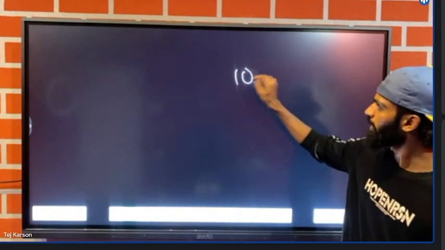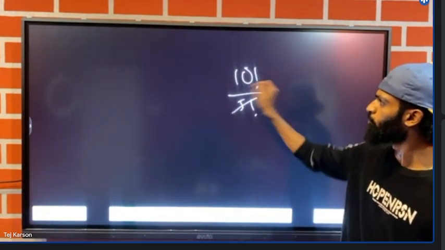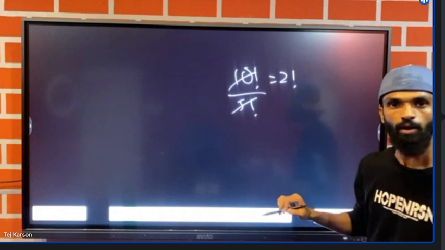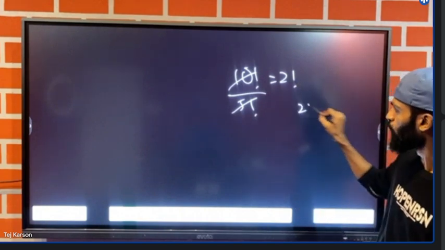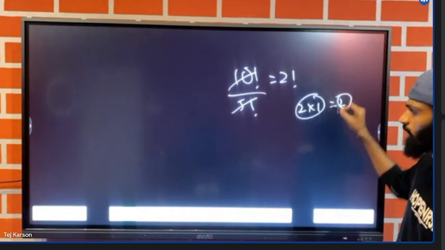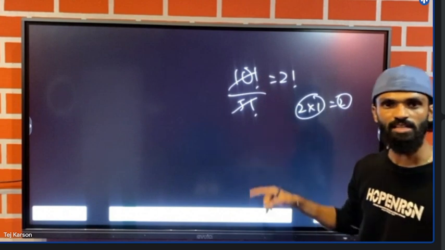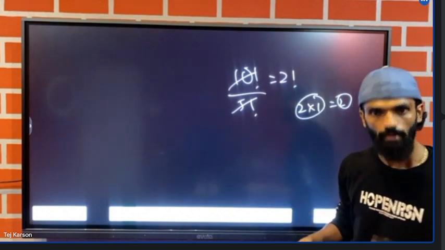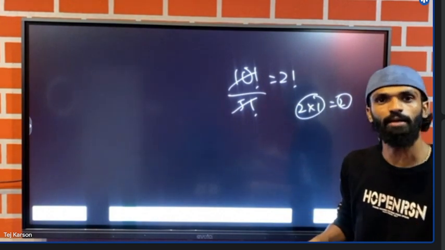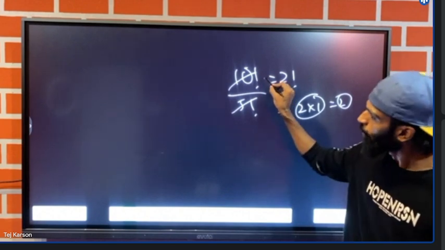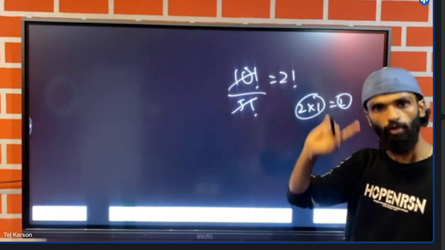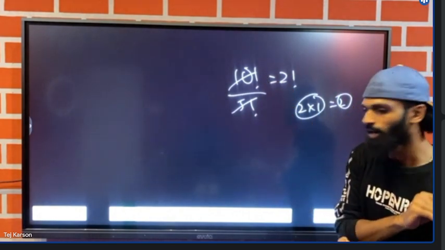Because you are telling 10 factorial by 5 factorial is 2 factorial, correct? No. 2 factorial means 2 into 1, which is nothing but 2, correct? Yeah. 10 factorial's answer is it 10? No. How? Obviously, it can't be cancelled then. Getting it? There are a lot of hidden numbers there. So you'll have to consider all of them. You can't ignore them.